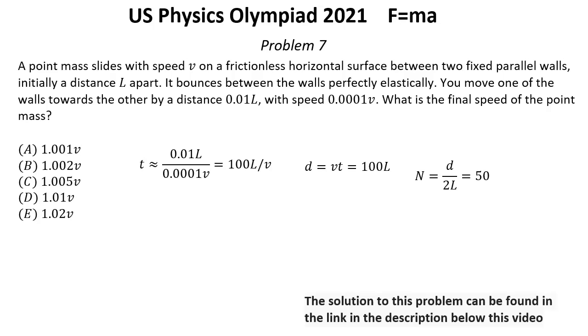After each collision, the speed of the ball increases by 0.0002 v, because that's an elastic collision with the wall. And the total change of speed is delta V equal delta v multiplied by the number of collisions, which is 0.01 v. It means that the total final speed of this ball is v plus delta V, which is 1.01 v. That's answer D, and that was a solution for problem number 7.